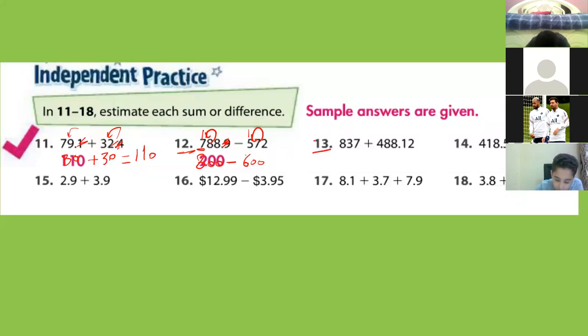Okay, 937 plus 488.12. We will put 837. It's gonna be 800. Plus 500. Very good. Easily 5 plus 8, 13, so 1,300. Double zero drop. 5 plus 8 equals 13. Solve 14.